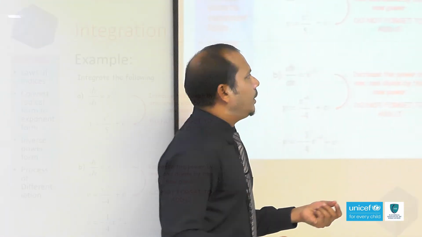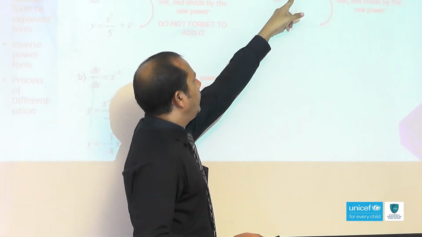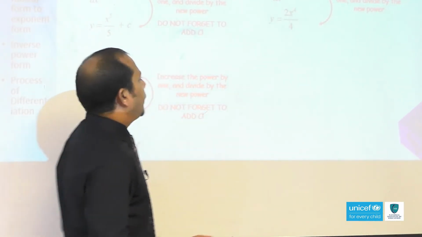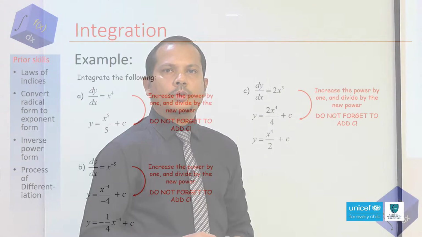Another example, we have dy by dx equal to 2x cubed. Here the coefficient is 2, the power is 3, so you know you have to increase the power by 1 and divide by the new power. You are going to get 4 here, because if you increase 3, you will get 4, and 2 was already there. So, 2 divided by 4 will be half, and writing the answer is x to the power 4 divided by 2 plus c, half. That 1 again we usually do not write.